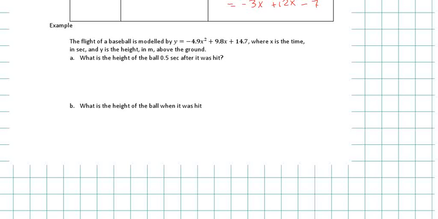Okay, so the flight of a baseball is modeled by y equals negative 4.9 x squared plus 9.8 x plus 14.7, where x is the time in seconds and y is the height in meters above the ground. What is the height of the ball 0.5 seconds after it was hit? 14.7. What does 14.7 represent?